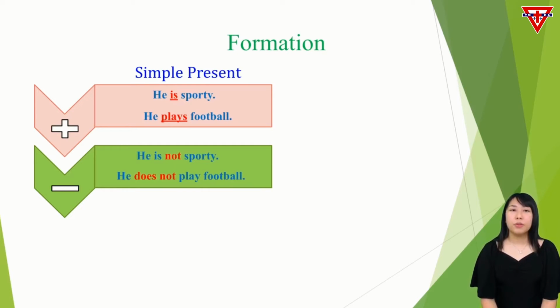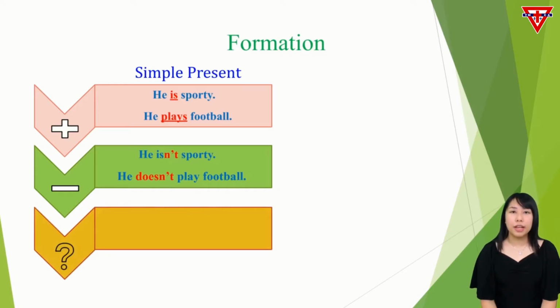And for the verb to do, we add the auxiliary do or does and not before the verb. He does not play football. Here, isn't and doesn't are the short forms. They are commonly seen in spoken English.